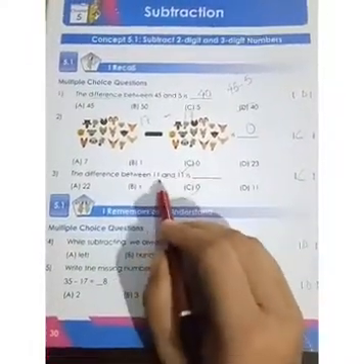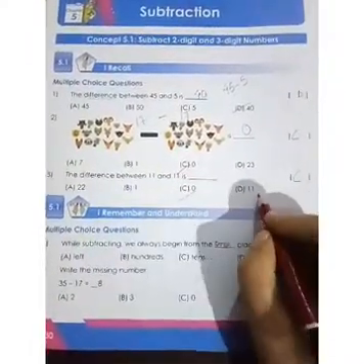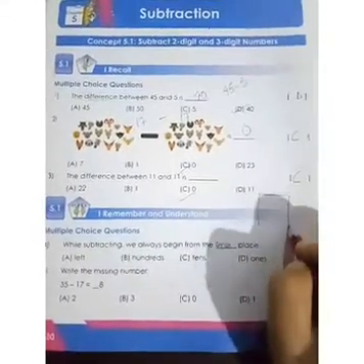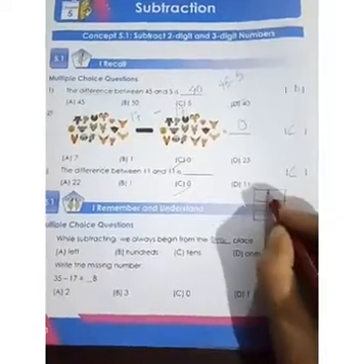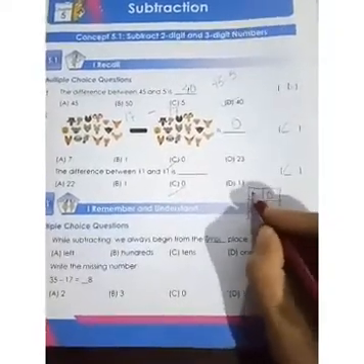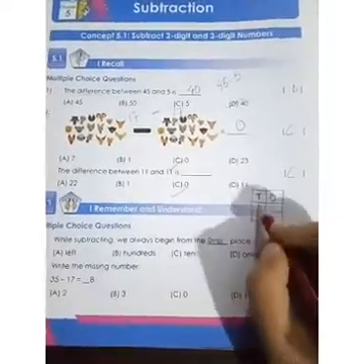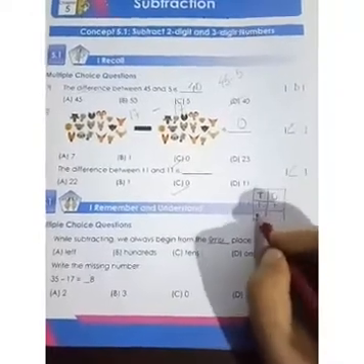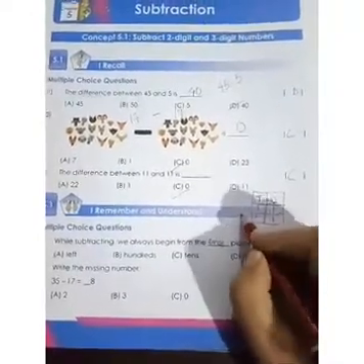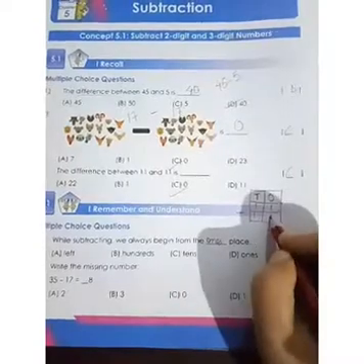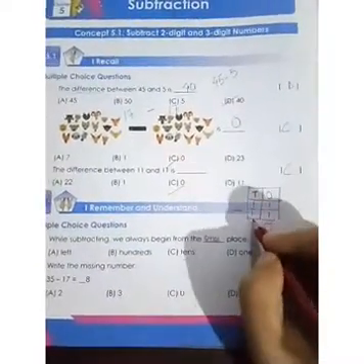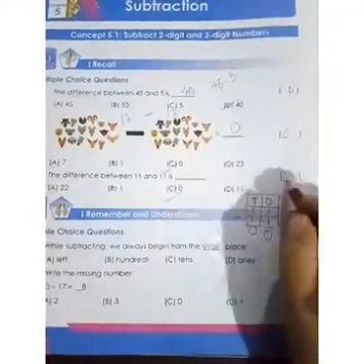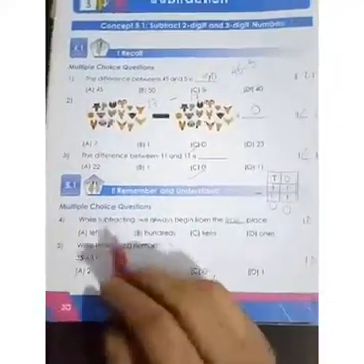The difference between 11 and 11. So here you make the place value chart. If the question is given here, make the place value chart, ones and tens. What is the first number? 11. The second is also 11. Since the difference is given, it is minus. So 1 minus 1, 0. Always start from the ones place. Tens, 1 minus 1, 0. So the answer is 0. Option number C.